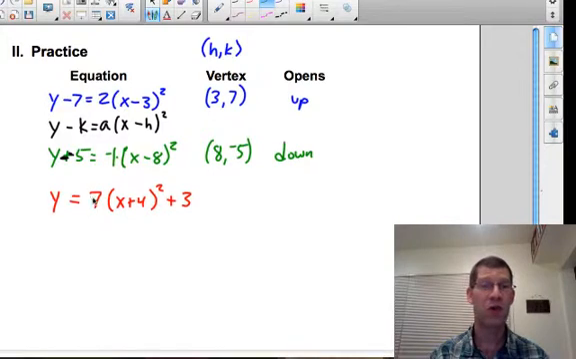And further, you could go on and say which one's going to be narrower. The blue parabola would be skinnier or narrower because 2 is further from 0 than negative 1 is.